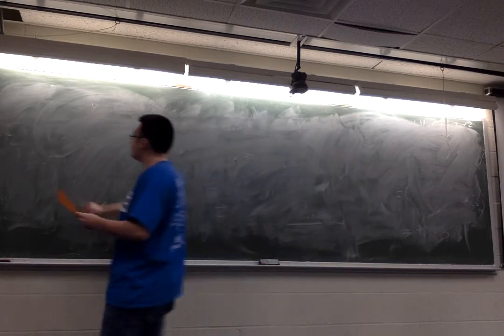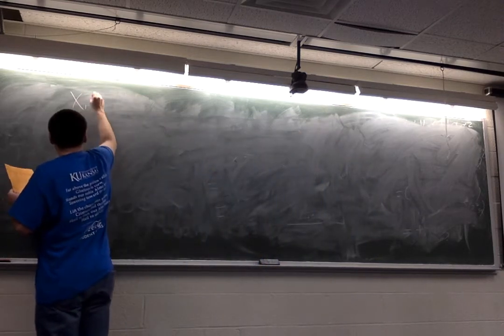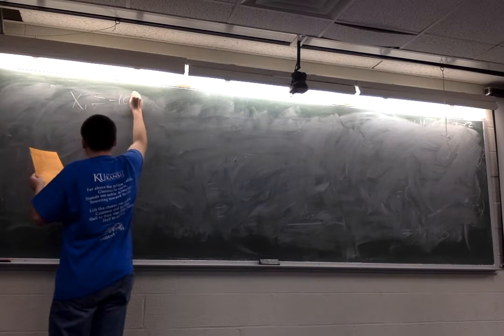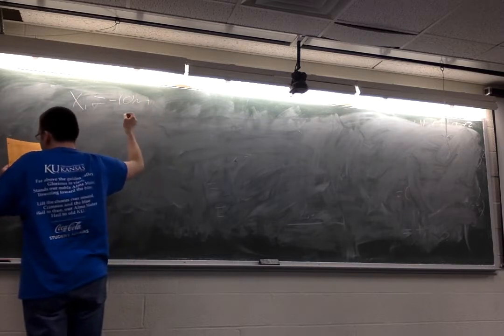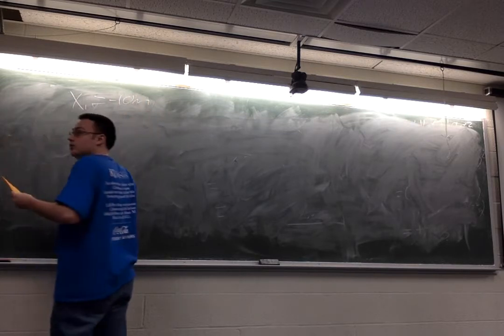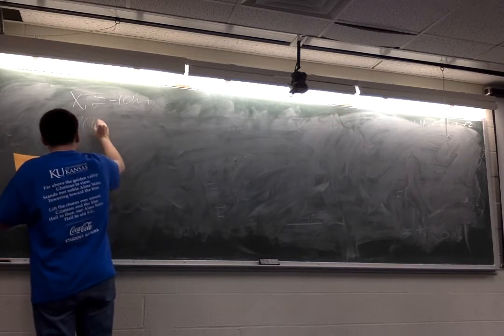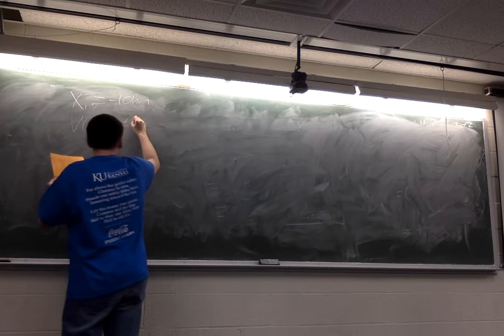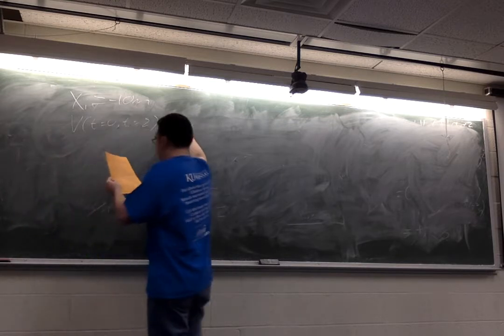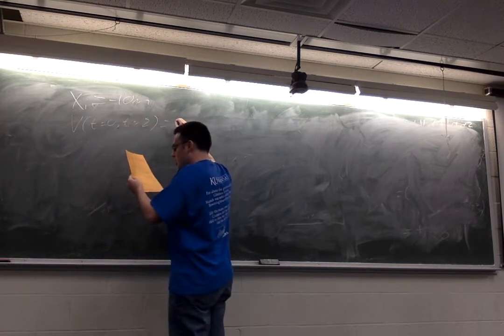Negative 10 meters. So x sub i is equal to negative 10. It has a velocity of plus 2 meters per second from 0 to 2. So I'm going to record that here. Velocity from t equals 0 to t equals 2 is going to be plus 2.